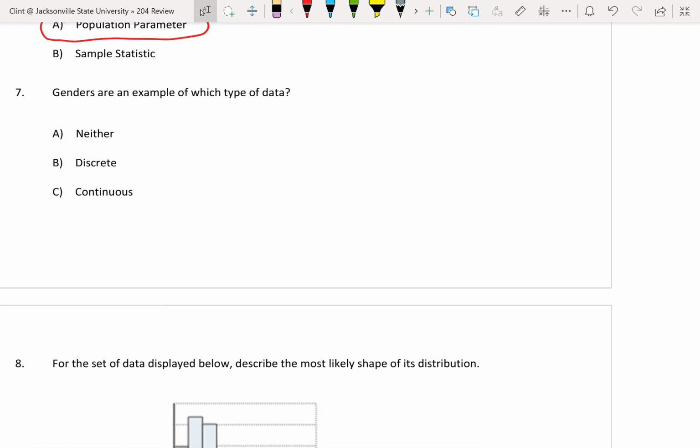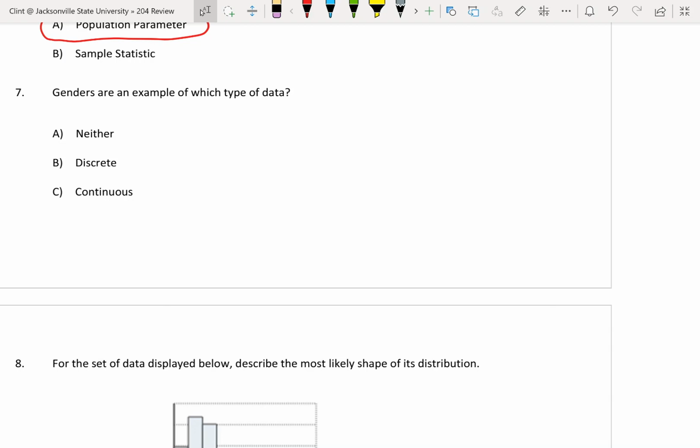Okay, we got a little data classification here. Number 7 says genders are an example of which type of data. So we have a kind of a pre-question we need to ask ourselves here. Because this is asking us, is it discrete, continuous, or neither? Before we get there, we need to think, is this qualitative or quantitative? So gender, would that be qualitative or quantitative? That one's qualitative, that's just a label. Gender, just a label.